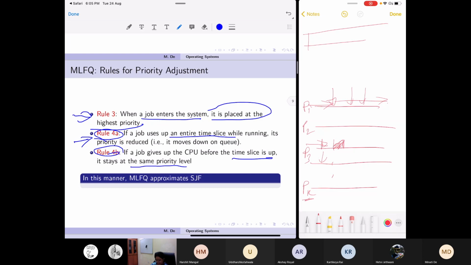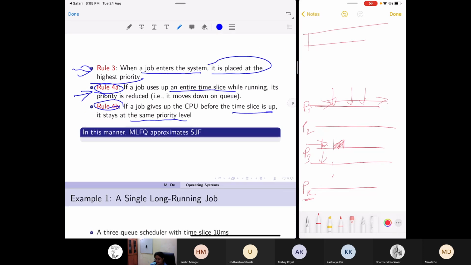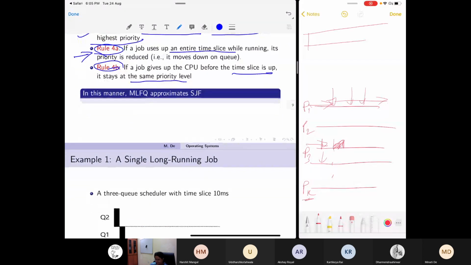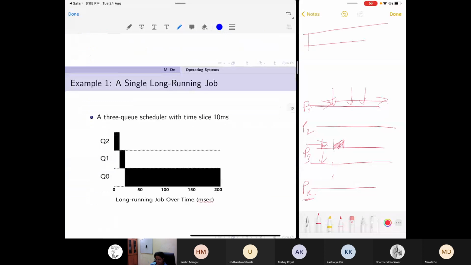So now we basically have 5 rules, right? 4A and 4B and the other 3 rules. In this manner, if you implement them, then MLFQ will behave almost like shortest job first, right? You can see one example.